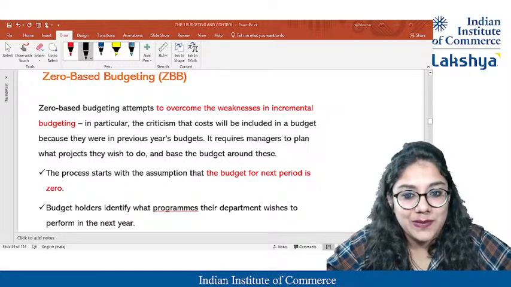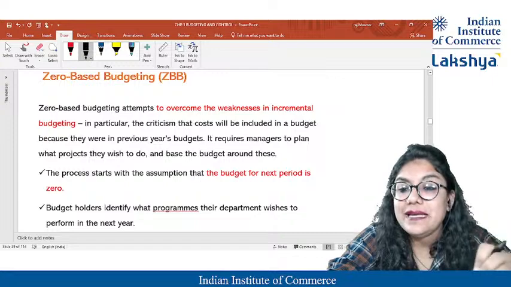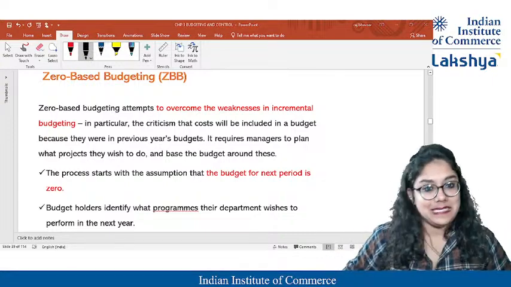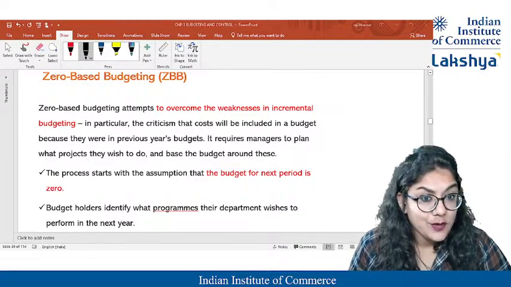What happens here is that the zero-based budget attempts to overcome the weakness of incremental budget. Because if the previous year's budget is misstated, then definitely it will carry forward the misstated figures in the current year also.